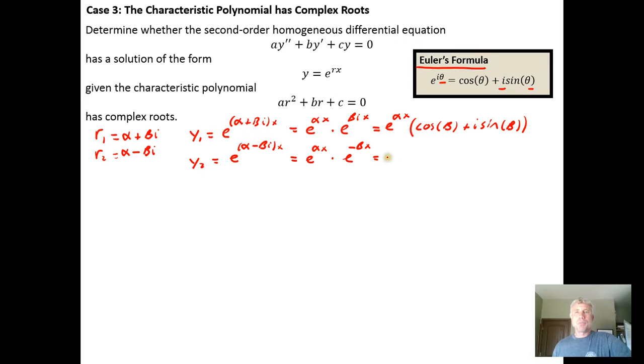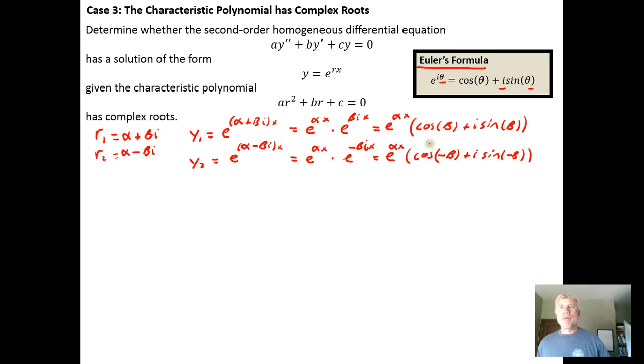And this will equal e to the alpha x, and then we have e to the negative beta i x, so it's going to be the cosine of the coefficient on i, which is the opposite of beta, x. And then we're going to get plus i times the sine of the opposite of beta x.